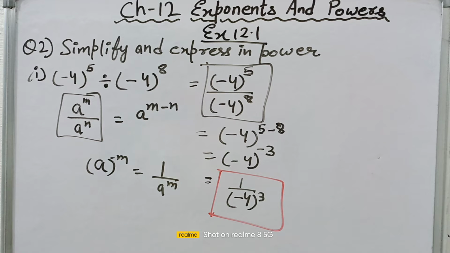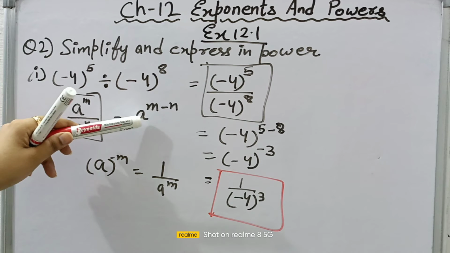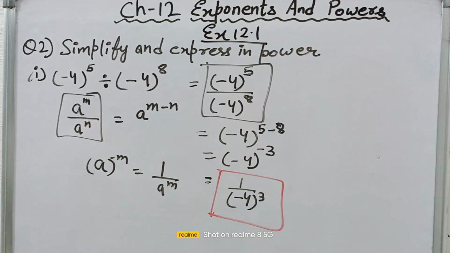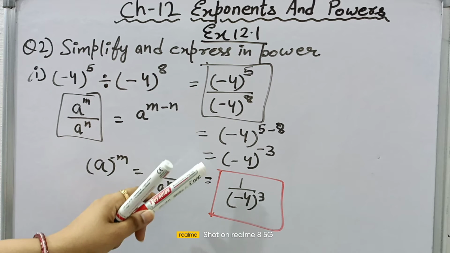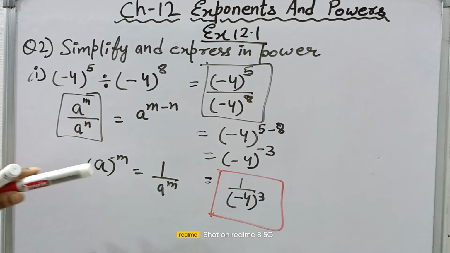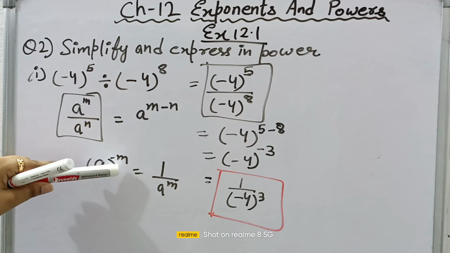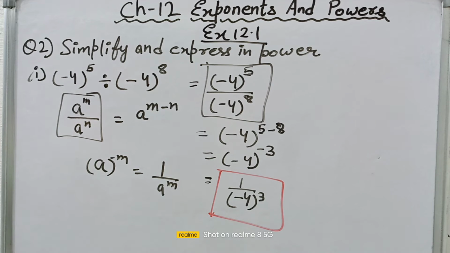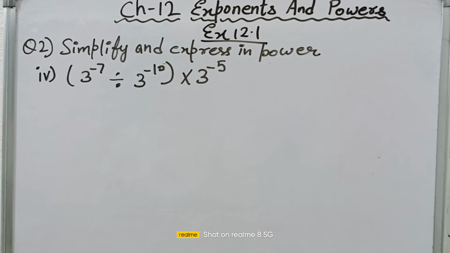So firstly we simplified it with the law a to the power m upon a to the power n equal to a raised to the power m minus n, and then after calculating till here we applied the law a raised to the power minus m equal to 1 upon a raised to the power m. Now let's understand another part of this.